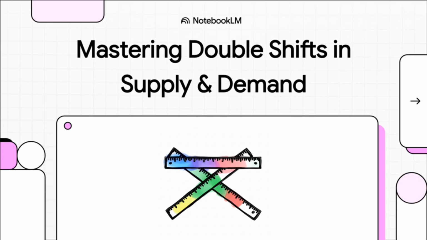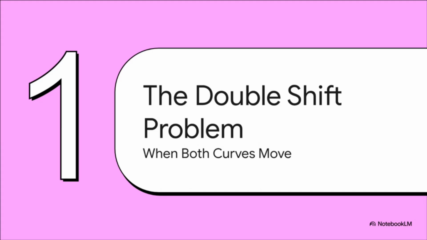Hey there, econ people, and welcome. Today, we're tackling something that I know trips up a lot of students in AP Econ: double shifts. What happens when both the supply and demand curves move at the same time? It can seem super confusing, but trust me, we're going to make it simple. Let's jump in.